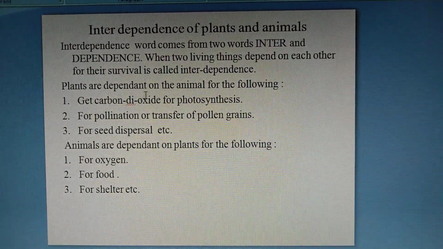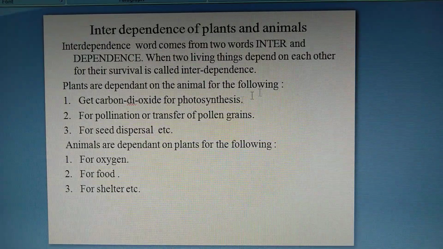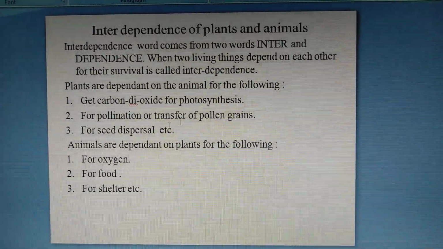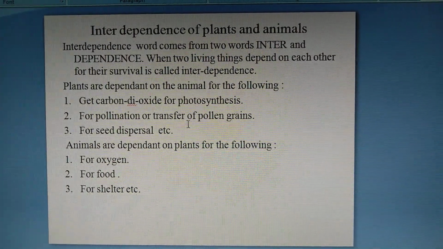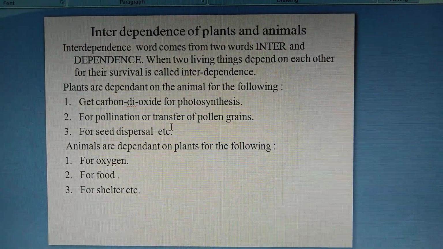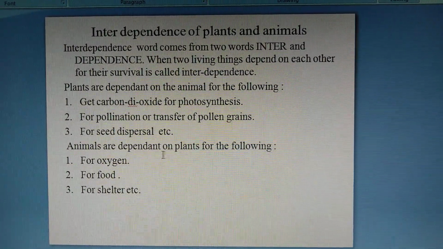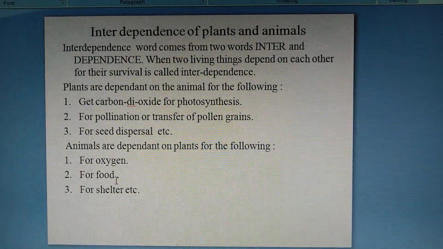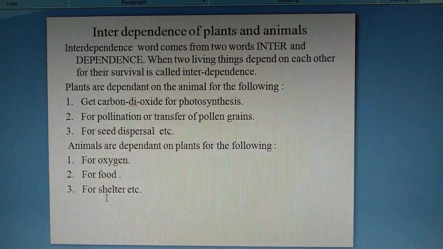Plants are dependent on animals for the following: to get carbon dioxide for photosynthesis, for pollination or transfer of pollen grains, for seed dispersal, etc. Animals are dependent on plants for the following: for oxygen, for food, for shelter, etc.